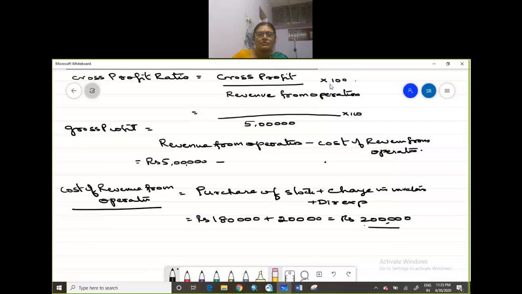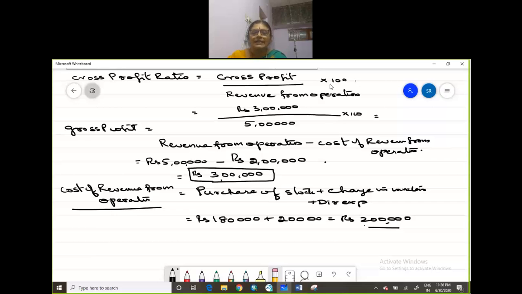So let us substitute here rupees 2 lakhs. So what is the gross profit? Gross profit is rupees 3 lakhs. Now that you found out your gross profit, you can substitute here rupees 3 lakhs. Now let us tally this. The whole thing is going to get cancelled. So you have 300 divided by 5, that is 60. 5 6s are 30. So 60% is your gross profit ratio.